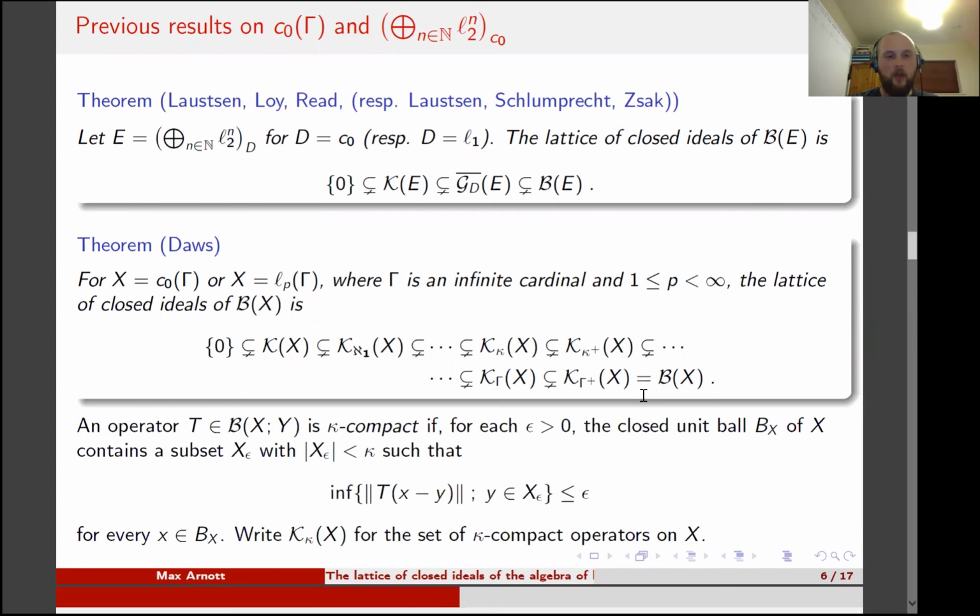So the definition of these: an operator is kappa compact if for every epsilon greater than 0, the closed unit ball of the domain of the operator contains a subset x_epsilon with cardinality strictly less than kappa, such that the infimum of the norm of Tx minus y for y in this subset is less than or equal to epsilon for every x in the unit ball. So what you'll notice is, because this is strictly less than, if I set kappa to be gamma plus, where gamma is the cardinality here, you can take x_epsilon to be the entire unit ball. So that's why the gamma plus compact operators are equal to the entire space. It's true any time you've got a space of density gamma: the gamma plus compact operators on X are going to be the entire space of bounded operators.